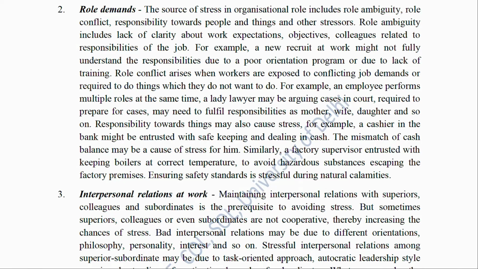Responsibility towards things may cause stress. For example, a cashier in the bank might be entrusted with safekeeping and dealing in cash. The mismatch of cash balance may be a cause of stress for him. Similarly, a factory supervisor entrusted with keeping boilers at correct temperature to avoid hazardous substance escaping the factory premises. Ensuring safety standards is stressful during natural calamities.